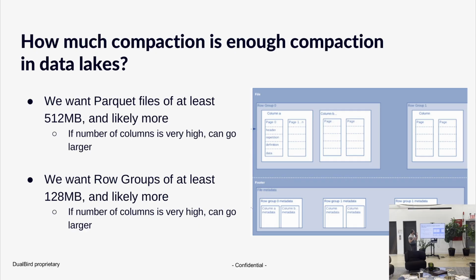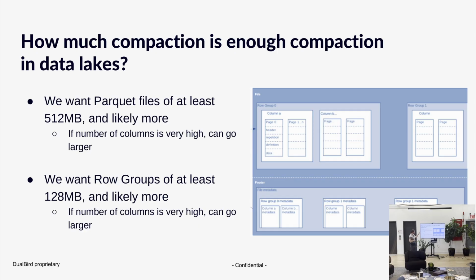Just one word about how much compaction we want to do when we are talking about the size of files, parquet files, row group sizes. I would go with at least these numbers. These are the defaults in Iceberg. I don't know if you guys are using Iceberg, but if not, use at least these numbers.